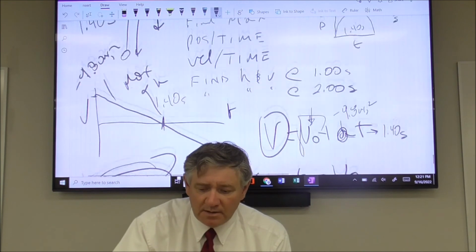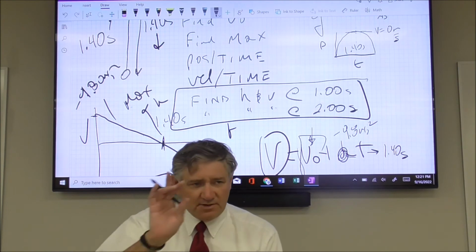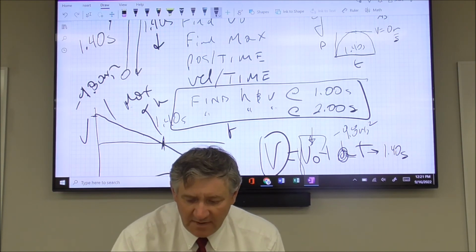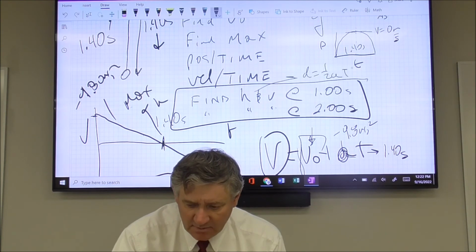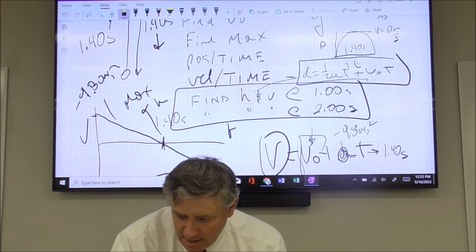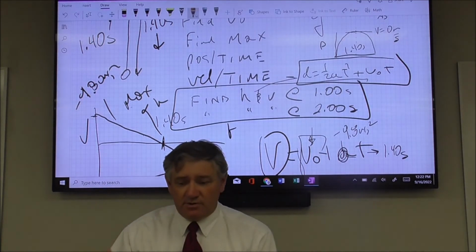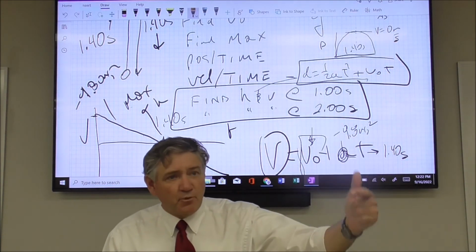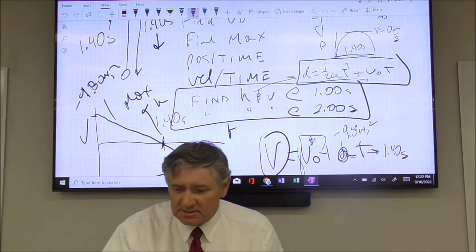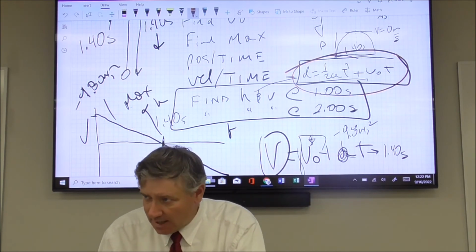Now, let's go back to finding the height and velocity at different times, okay? So in the name of time, here's the deal. To find the height at these times, the only way you can do that is to do 1/2 at squared plus v naught time. That is the only way that you can find a height at a specific point in time. You could plug in 1 second, 1.4, 2, it doesn't make any difference. So this is like a function equation. It gives you height as a function of time, okay?